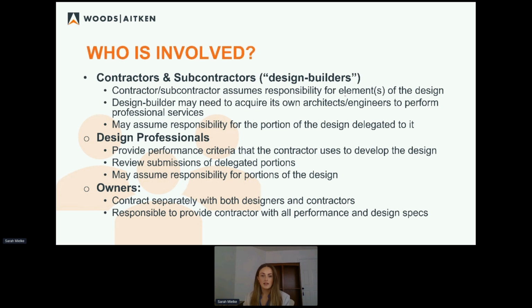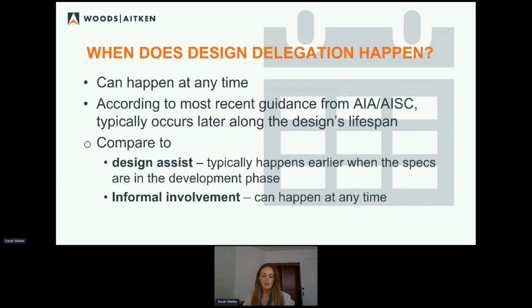That is, again, an issue in and of itself. Just know that that is kind of the role that the owner plays in design delegation. So next, when does design delegation happen?